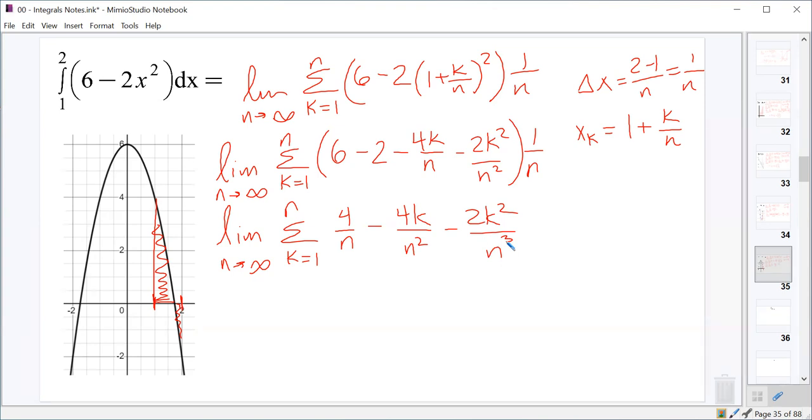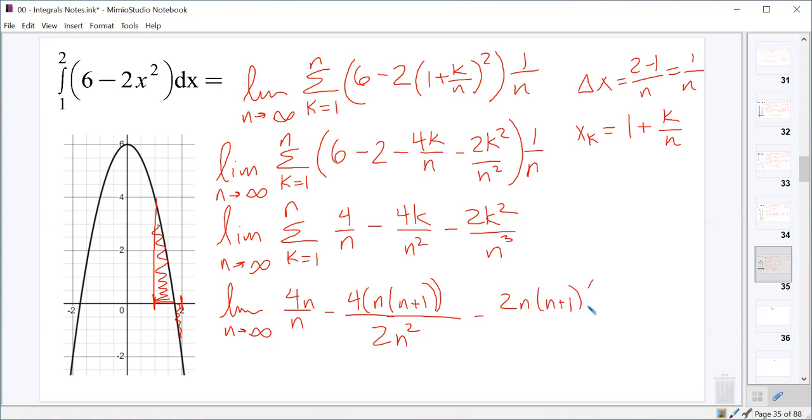And so now just evaluate the summation. The limit as n approaches infinity of 4 over n times n, because that part's just a constant. And then minus 4 over n squared times the sum of k, which is n times n plus 1 over 2. So 4 times n plus 1 over 2n squared. And then here we've got the minus 2, and then times the summation for k squared is n times n plus 1 times 2n plus 1 all over 6. And we still have the n cubed attached to that.